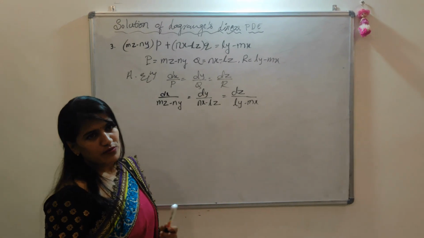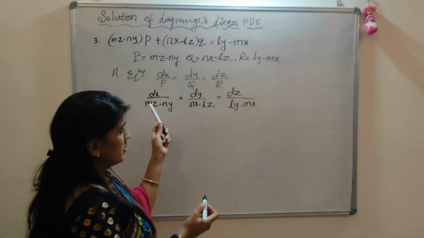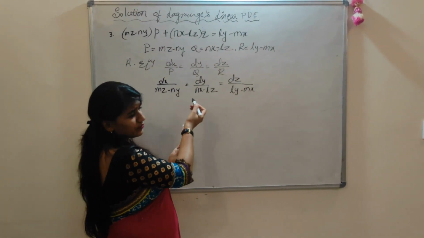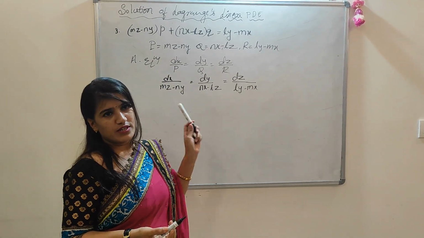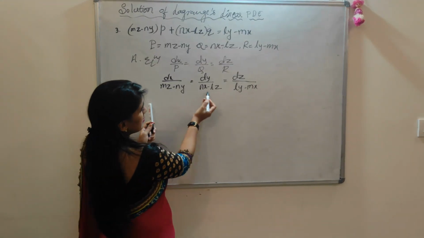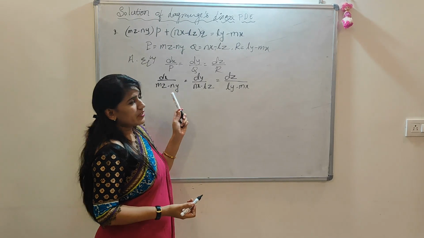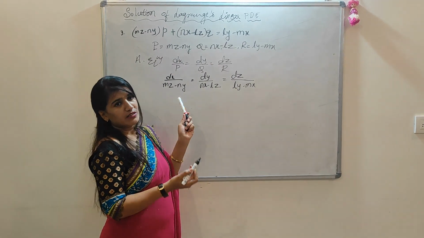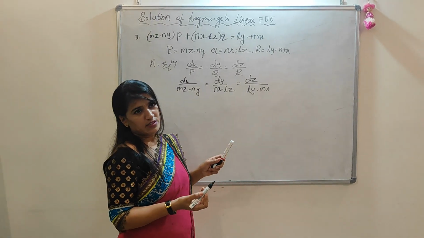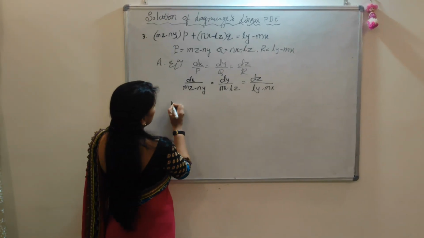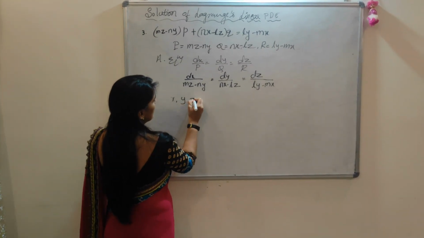Now in the previous two problems, what we have done is compare suitable pairs. When you compare any two auxiliary equations, it reduces to a form where we can apply separation of variables easily. So we used to get the solutions. But here you can see the denominator terms mz minus ny, nx minus lz. So we can't eliminate any one variable, we can't do the separation of variables. In those cases we have to choose multipliers. So choosing the multipliers x, y, z for the ratios.